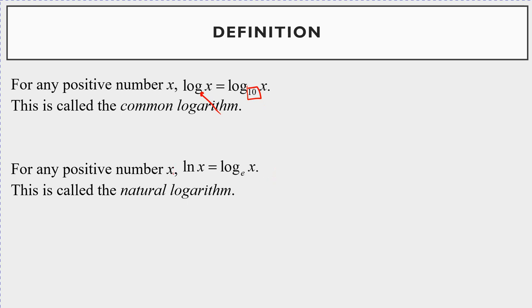But the one that we're going to deal with in this class, the one we'll work calculus with, is the one that looks like this. So for any positive number x, we have ln of x. And this is log base e of x. So whenever you see ln, this is called the natural logarithm. It just means log base e.